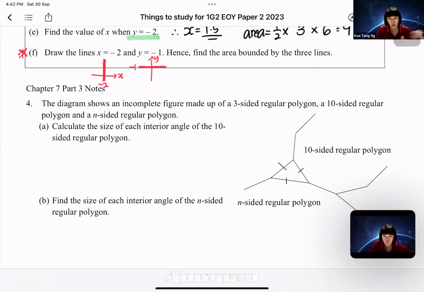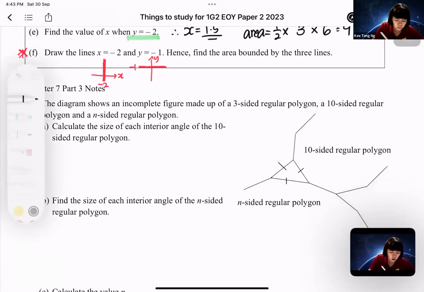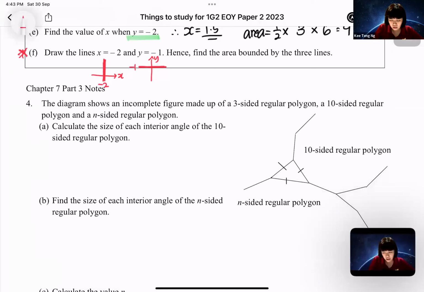Right, next part of the question. This one has to do with our polygons, right? Must recall a little bit of our formula. To find the total sum of the angles, anyone remember what's the formula? You need something with n. And what do you do to n? This one is tested for your WA3. Yes, n minus 2 times 180. That's the sum of the angles, right?